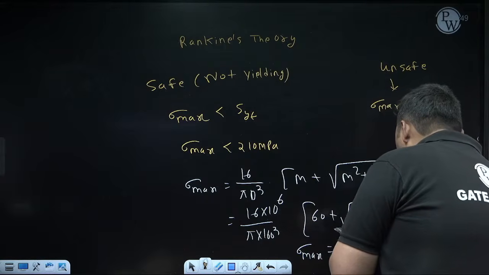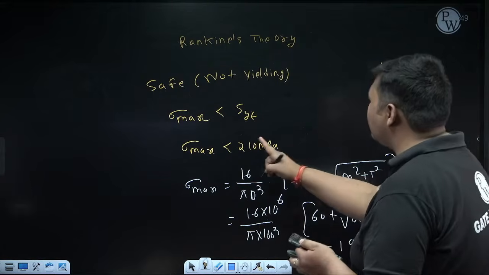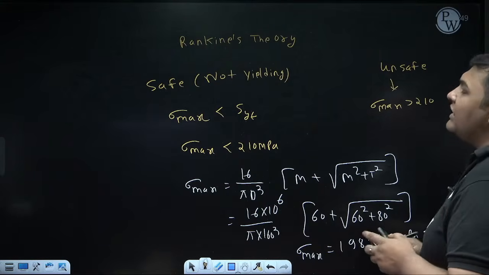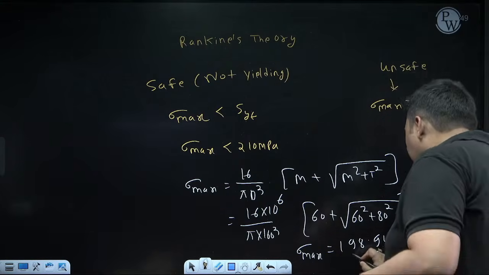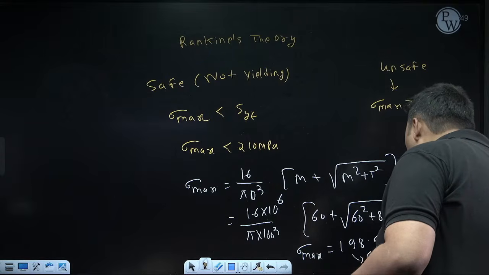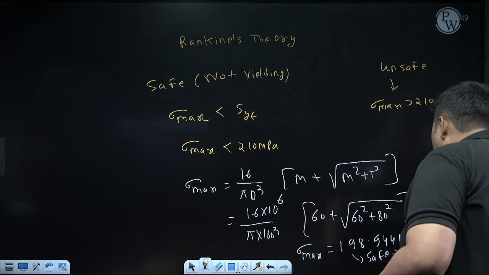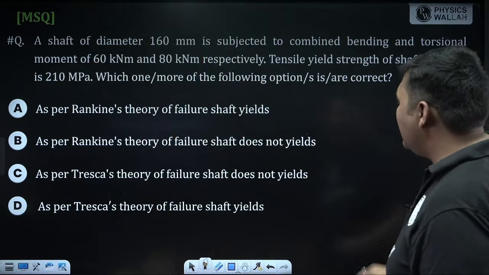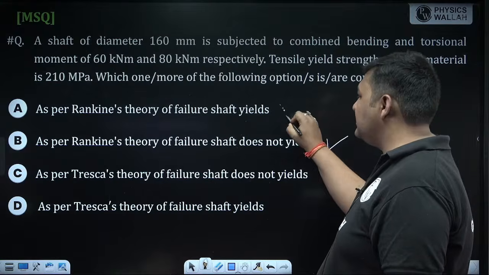198.944 megapascal. Very good. Now, is it satisfying this or not? Yes, it is less than 210. Means can I say as per Rankine theory it is safe? Safe means it will not yield. But it is as per Rankine. So as per Rankine it is not yielding. So option B is correct, A is incorrect.